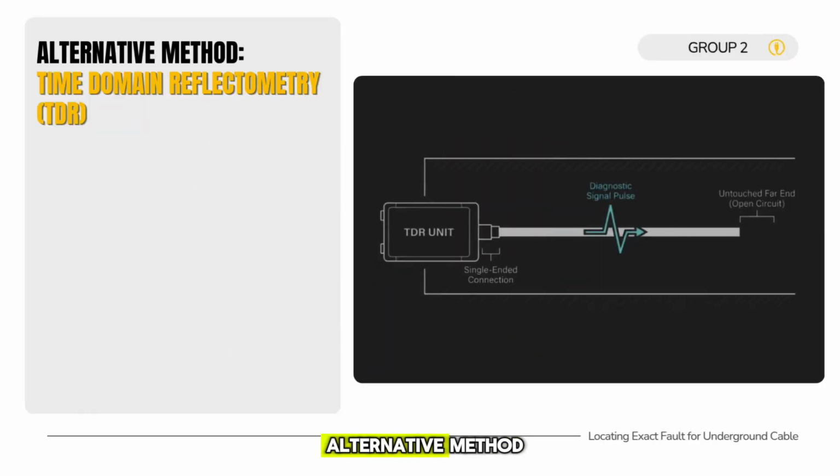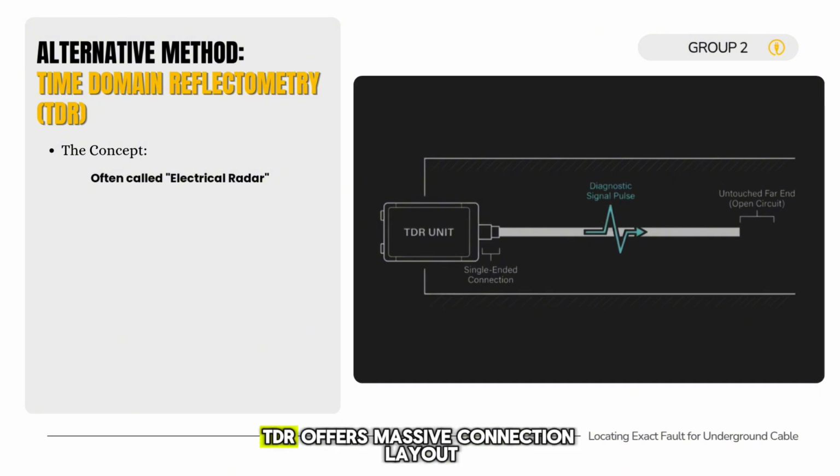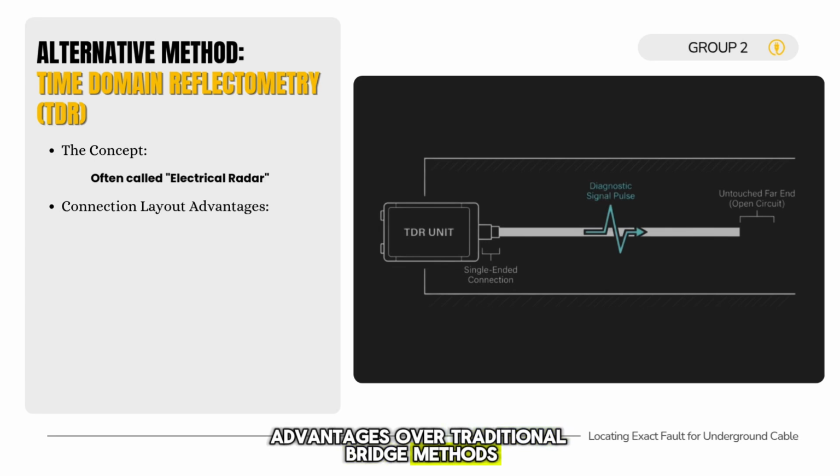Moving on to our alternative method, time domain reflectometry, or TDR. The fundamental concept behind this method is that it is often called electrical radar. As you can see in our connection diagram, TDR offers massive connection layout advantages over traditional bridge methods.